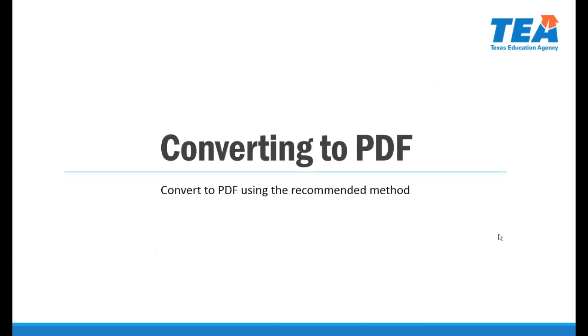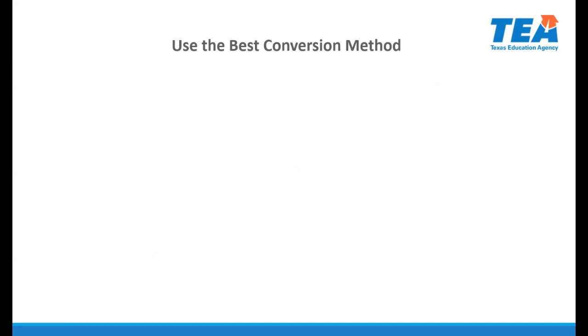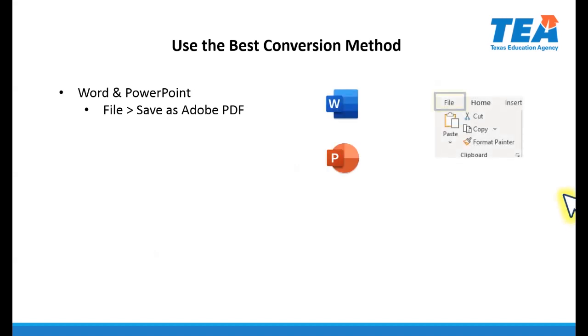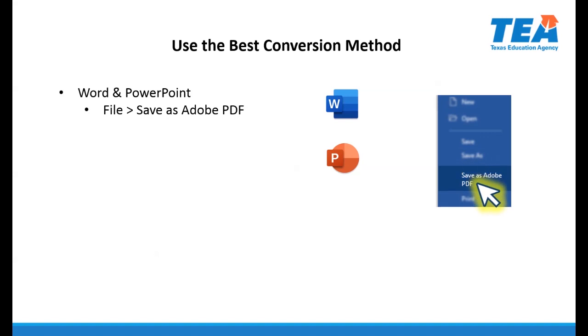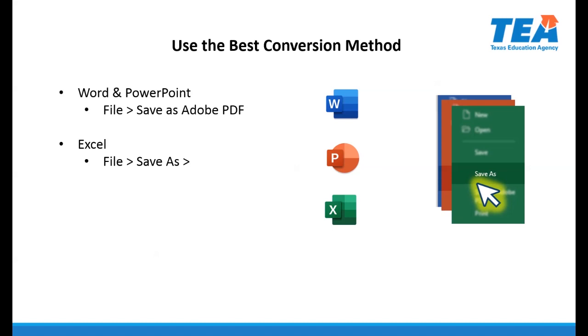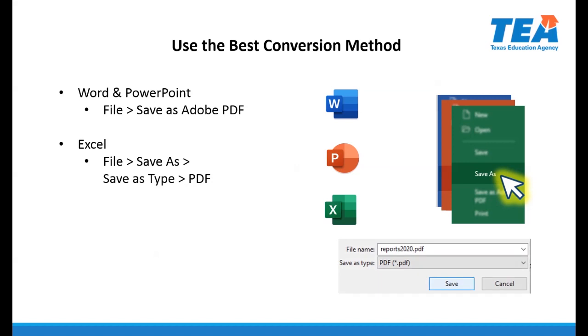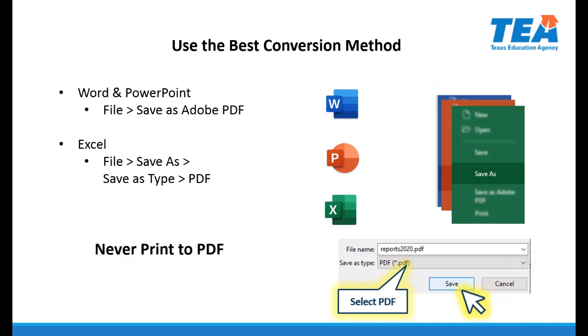Convert to PDF using the best methods. There are many ways to convert your documents to PDF, but only a few will support accessibility. In Word and PowerPoint, go to File and select Save as Adobe PDF. In Excel, also File, but select Save As. This will open a Save As window. In the Save As type, select PDF and save your document. Never print to PDF.